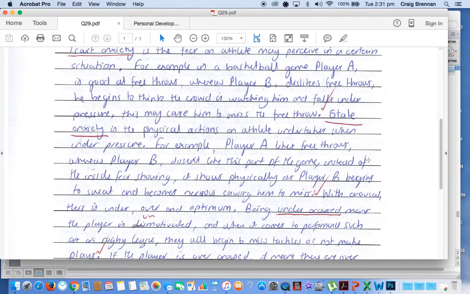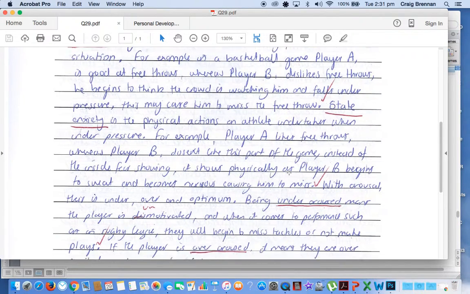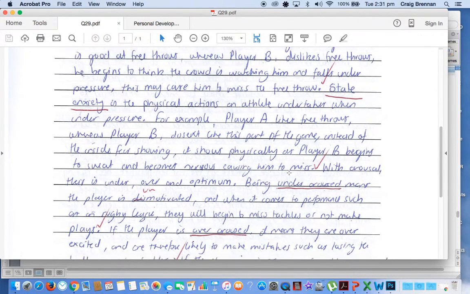So the trait is how you perceive the situation. The state anxiety is what sort of problems you go through, or your body's response to that situation. And that's what the student goes and talks through here, which impacts on their performance.